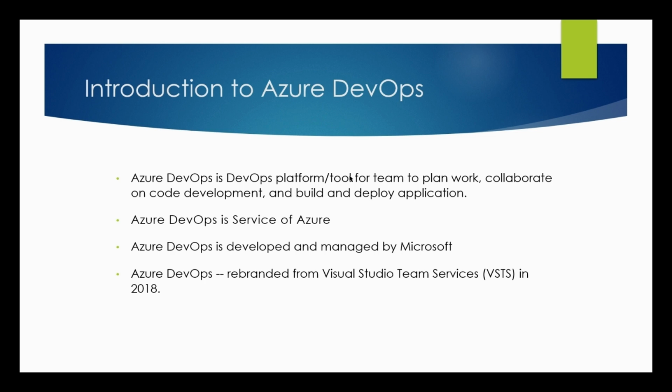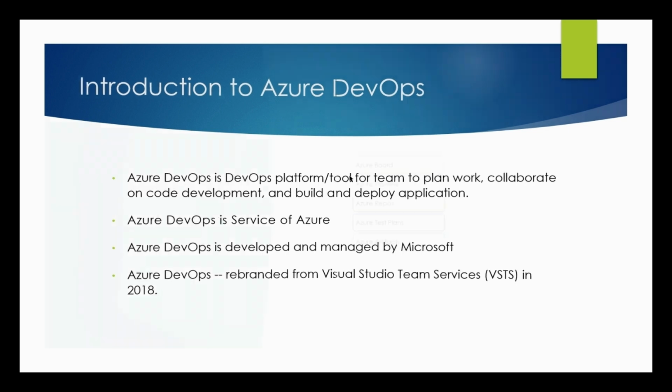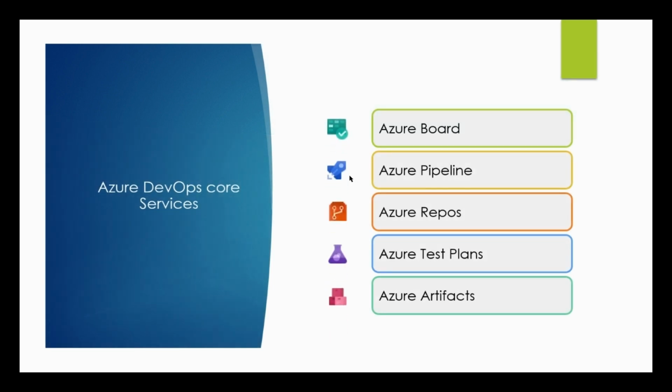Azure DevOps is a service of Azure, which is developed and managed by Microsoft, and it is rebranded from Visual Studio Team Services. That means previously it was known as Visual Studio Team Services. Azure DevOps provides a range of services covering the full development lifecycle, including Azure Boards, Azure Pipelines, Azure Repos, Azure Test Plans, and Azure Artifacts. We'll check all those services one by one in the next slide.